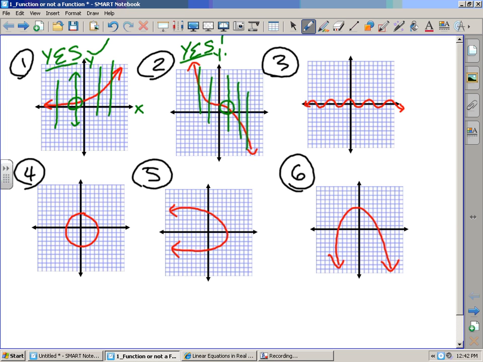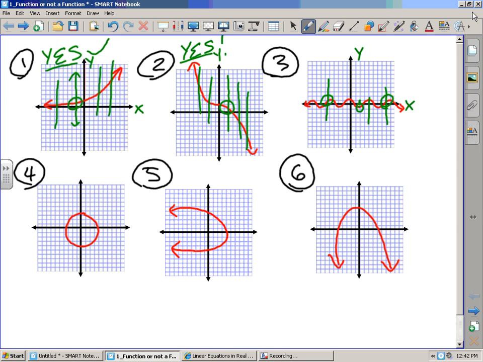Number three as well is a function. It passes the vertical line test. Any vertical line that I draw will only pass through the relation one time. So that means that for every x value, for example, for an x value of 2, there's only one y value, and there's the y value right there. If there were two y values, like there was another y value up here, then it would no longer be a function. So for every x value, there's exactly one y value.